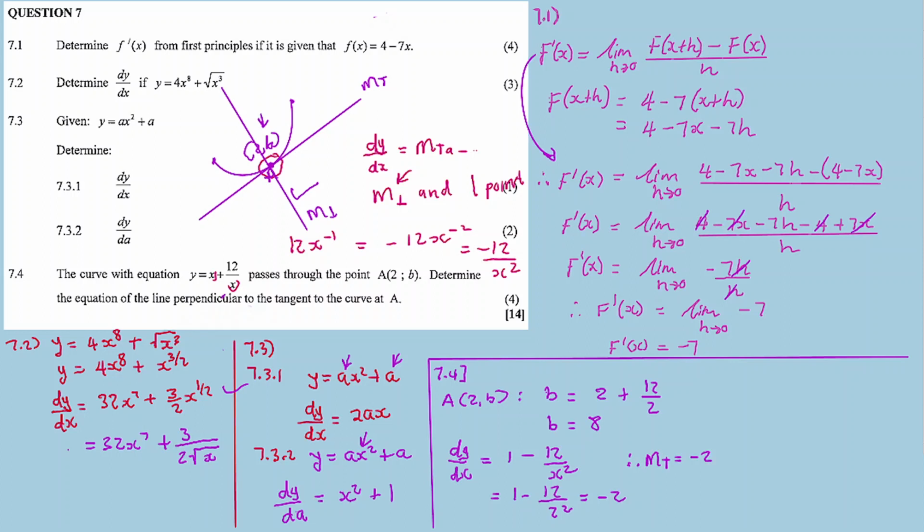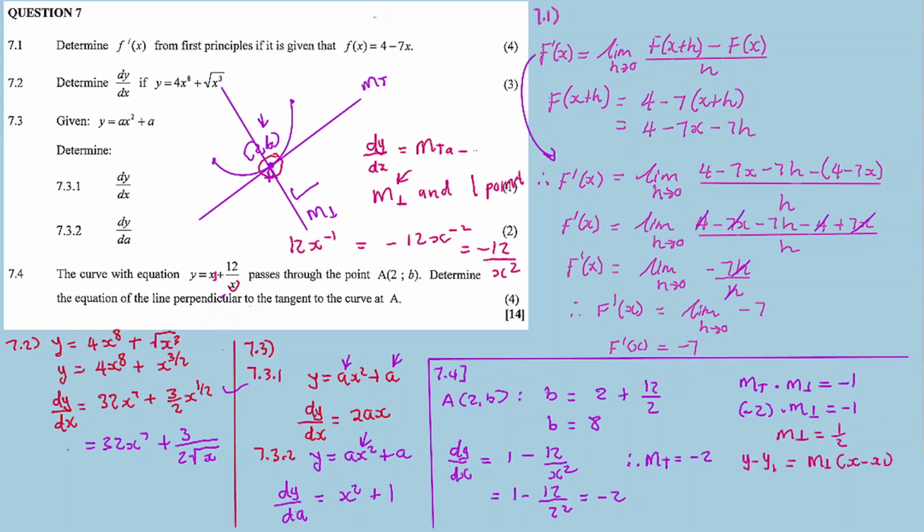But we know with perpendicular lines, whenever we multiply the gradients of perpendicular lines, we must get negative 1. So the gradient for the tangent, when multiplied by the gradient for the perpendicular line, we get minus 1. So the gradient for the perpendicular line is going to be equal to, substituting our m, the gradient for the tangent, minus 2, then the gradient for the perpendicular line is 1 over 2.